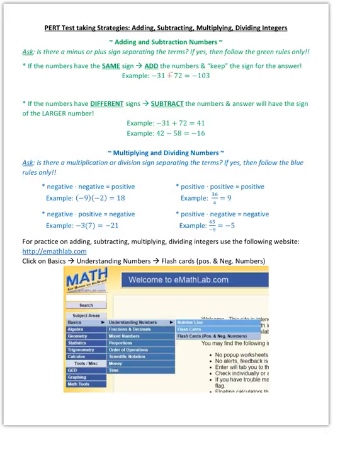If you would like more practice on working with integers, visit emathlab.com, click on Basics, Understanding Numbers, and then work with the flashcards, positive and negative numbers. It is a great way to really practice these two rules.